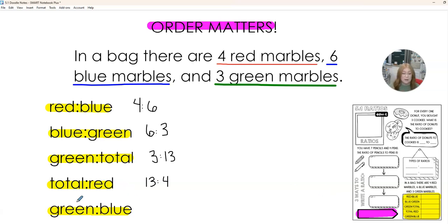And our last one wants green is 3. And then blue was 6. So I can see right here, these are opposites. They're the same colors, but in a different order. You have to go in order. That order matters. So we have 3 ways we can write them: colon, fraction, "to." We can compare parts, we can compare totals, but you have to put them in the right order.